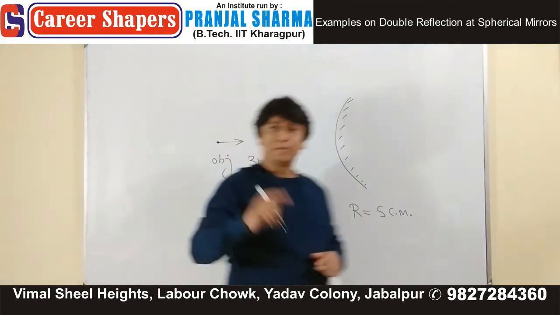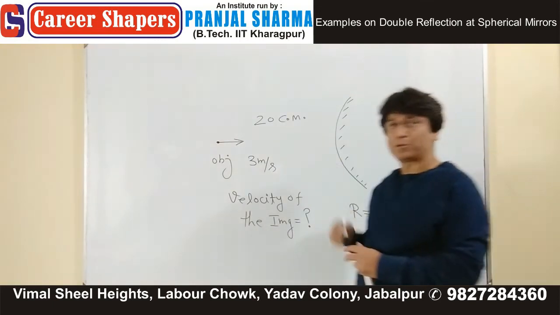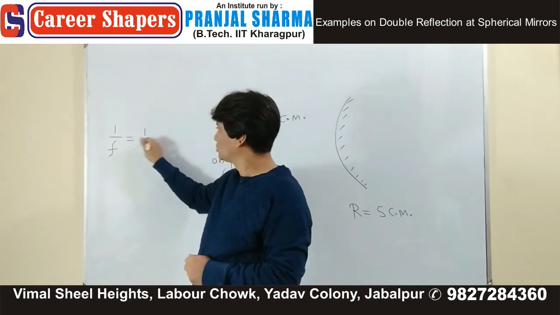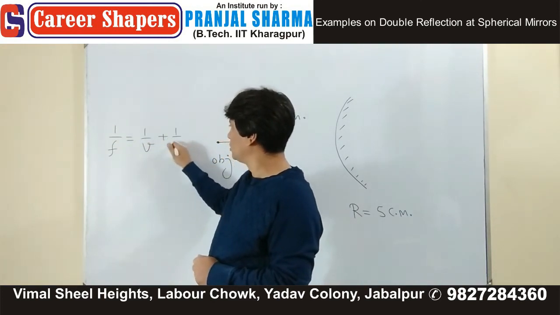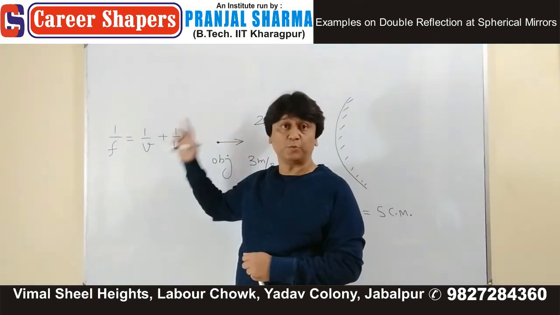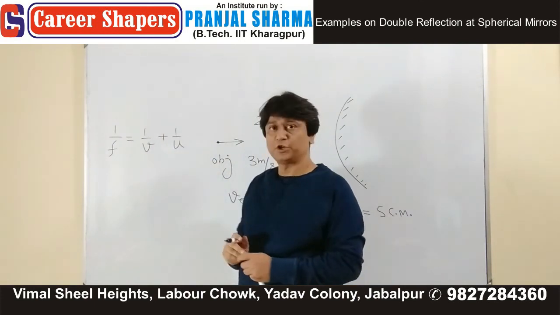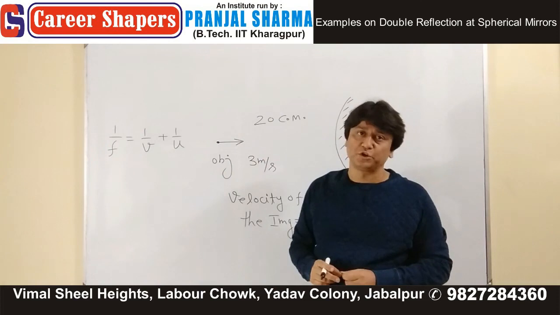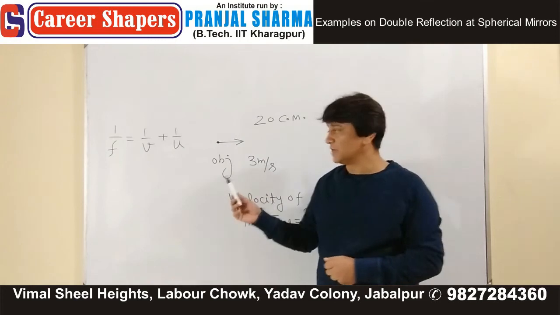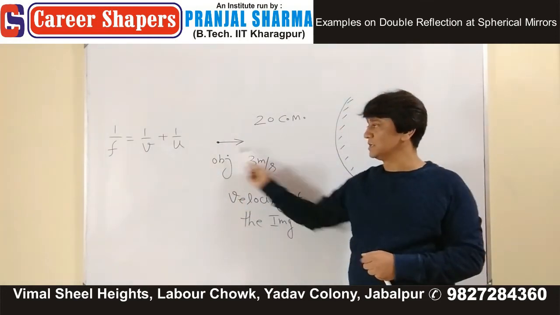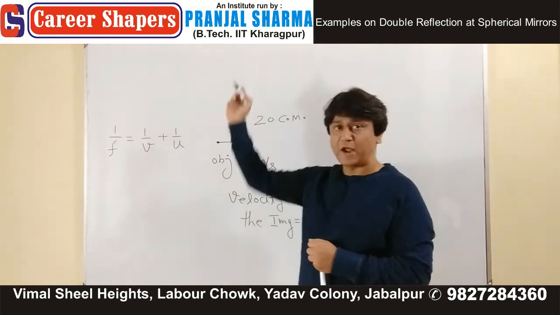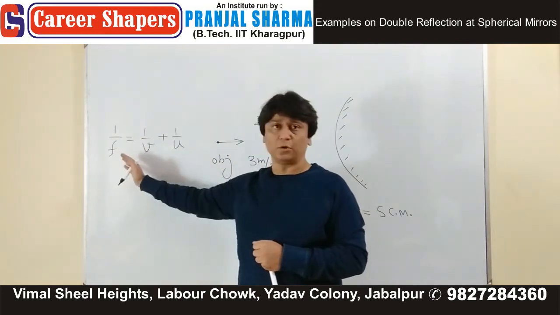There is not sufficient time and therefore I will answer this. Look at the approach. 1 upon f equals 1 upon v plus 1 upon u. Remember, v is not the velocity, v is the position of the image. u is the position of the object. If you have been given the position of the object, how do you find velocity? You differentiate that. If somebody says this distance is x, then dx by dt will give you velocity. So for finding velocity, we need to differentiate the whole thing.